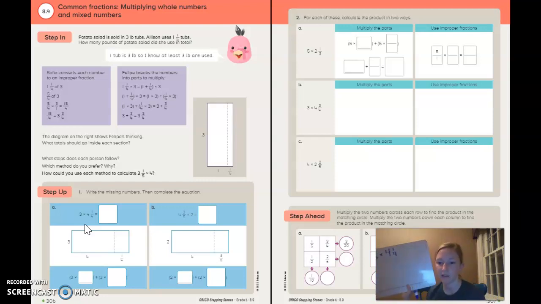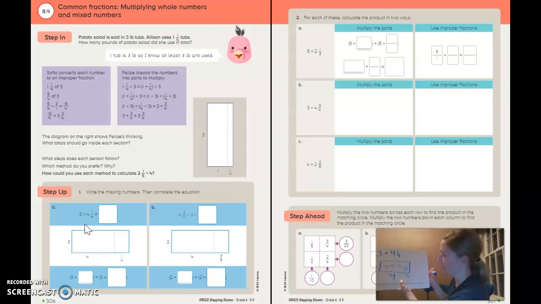Okay, so they've kind of already drawn part of it for you. So it looks like they have 3 like this, and then they have the 4 and 1/4. Okay, so what they did was they dragged the 3 over here, so 3 times 4 is 12, and then they dragged the 3 over here, and then dragged the 1/4 up, 3 times 1/4.